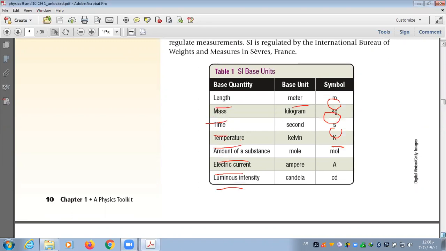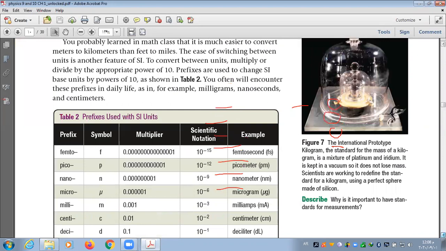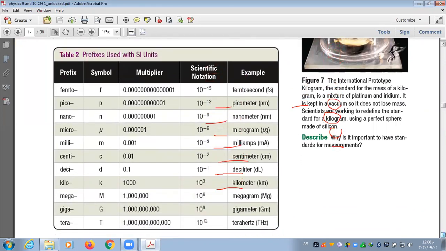Then we talked about prefixes, right? And we said it's very important to know the meaning of the prefix and its scientific notation, or in the form of power, and pay attention if it is negative power or positive power.